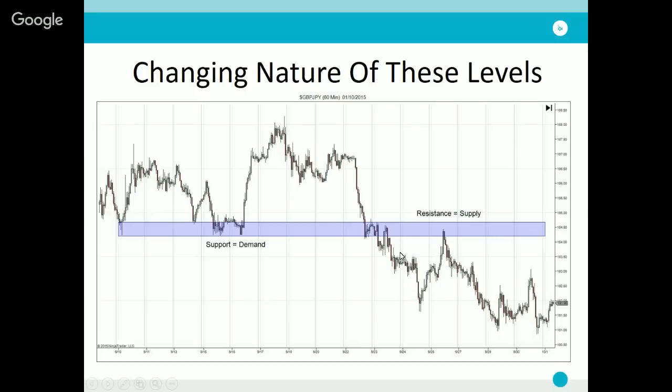So now once we've broken down beneath this level and we're looking at it from beneath, this broken support, whereby we knew there was strong demand, now becomes resistance, whereby we know that supply at this level must be strong. Okay, we had strong demand at this level to create support. Supply has now outweighed demand in the market. We've broken down through this level, and so instead of looking at this level from above with a view to buyers stepping in, we're now looking at this level from below with a view to sellers stepping in.